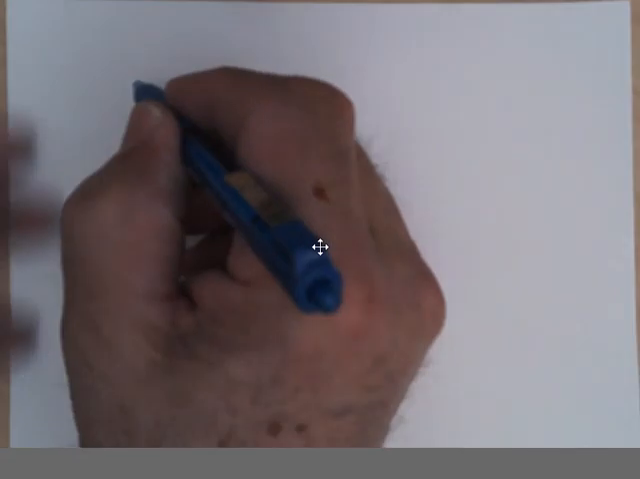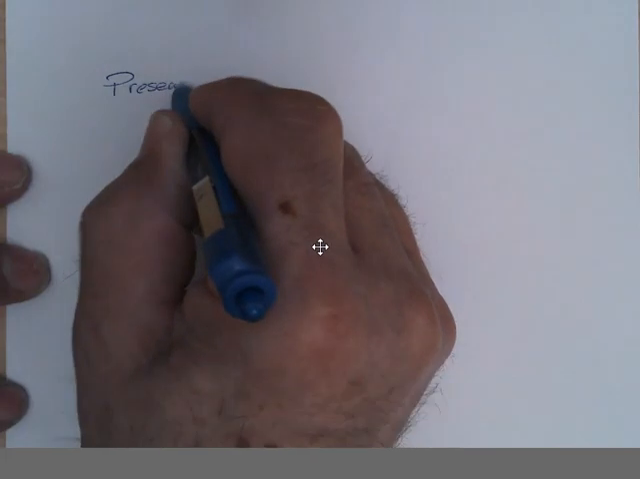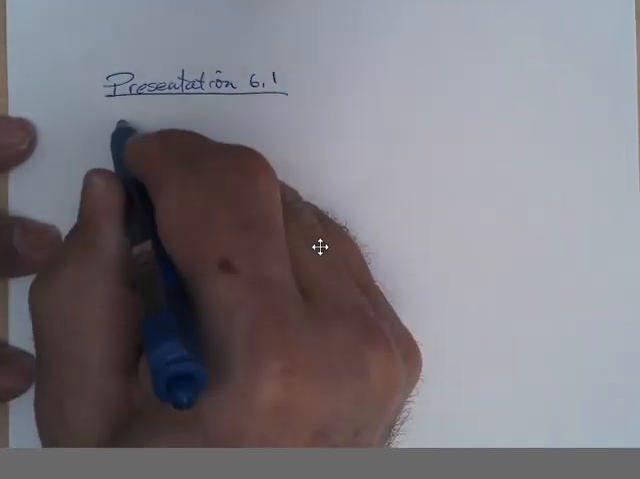Okay, let's talk a little bit about section 6.1. This is a repeat of what I did in class, a presentation on 6.1. One of the things in there is about arc length.